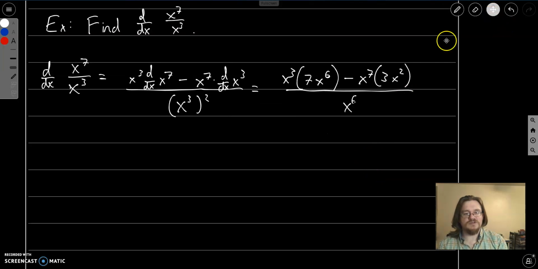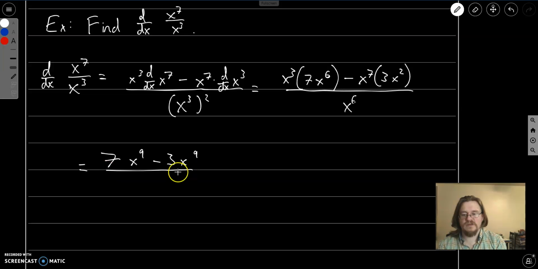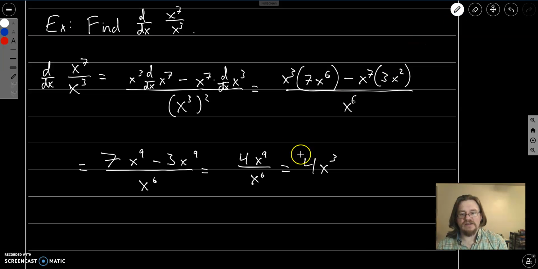And here we'll start to simplify some things. So the top on this left-hand side, I've got 7 times x to the 9th power. And over here, I've got a 3 times x to the 9th power, all over x to the 6th. Simplifying the top, I get 4 x to the 9th power over x to the 6th. And canceling out some of these guys, I get 4 times x to the 3rd power. So I did a lot of work, a lot of algebra, and we got here.